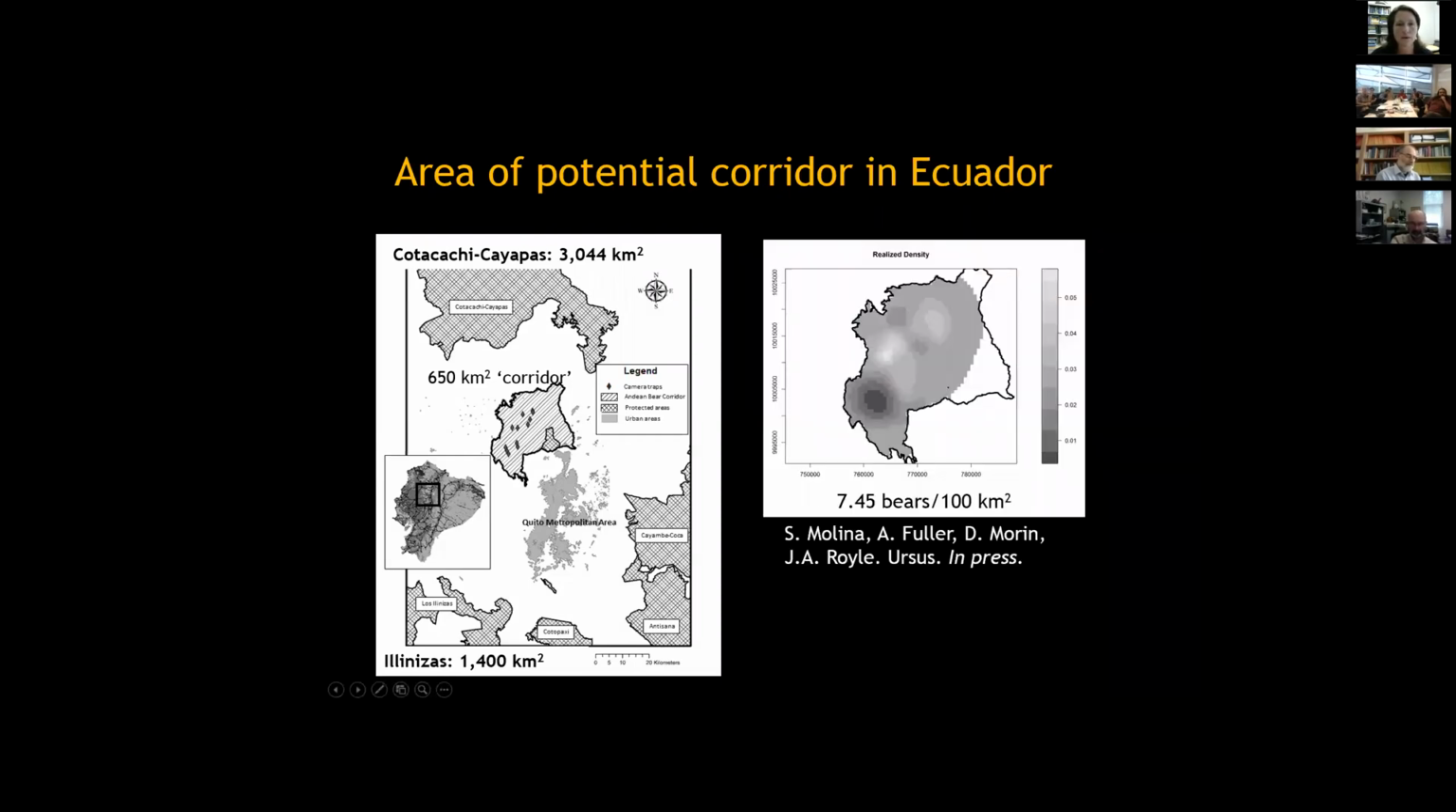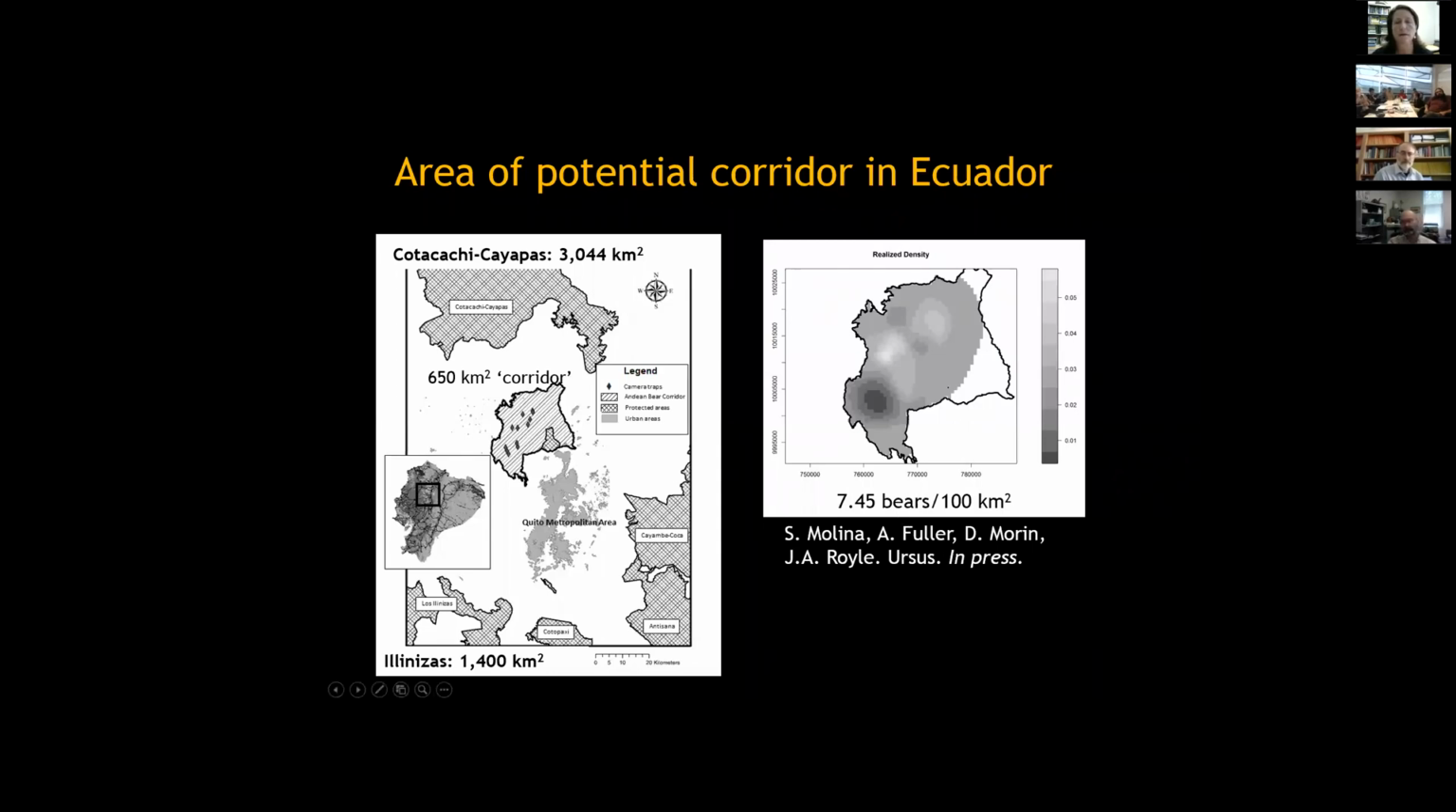Now, the area between these protected areas is entirely a multi-use landscape. It's not protected at all. There are human populations that live there, a lot of communities within that area.